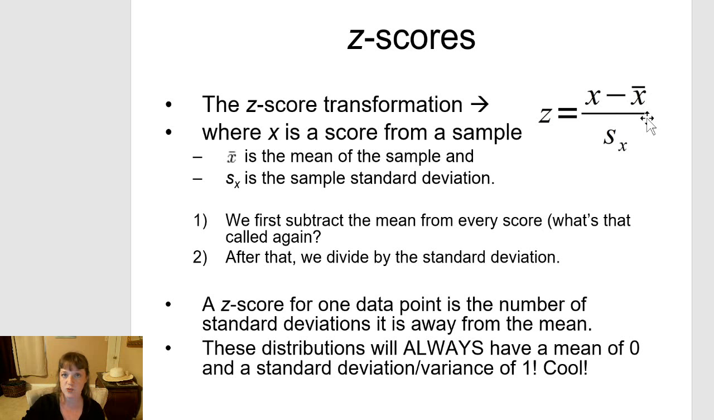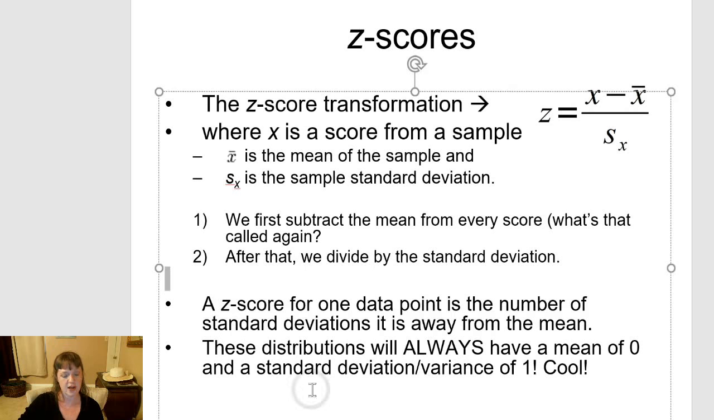And again, x bar is just the sample average. Take everyone's score and subtract the sample average. And then as a second step, take those deviation scores. You remember that phrase? Turning everyone's scores into deviation scores, and then divide by the standard deviation. And this 2-step process transforms your data into a set of z-scores.